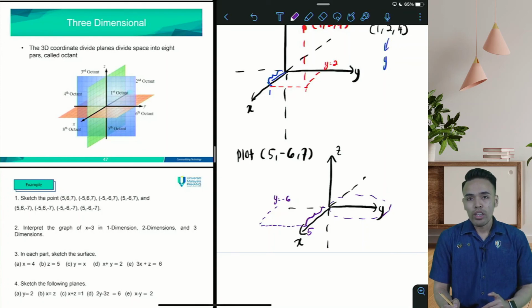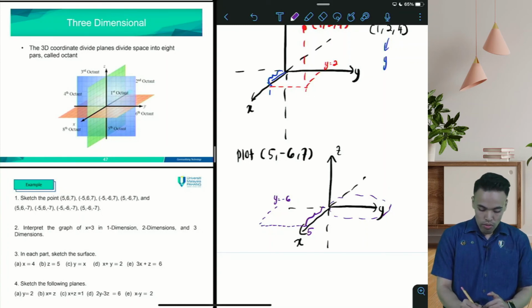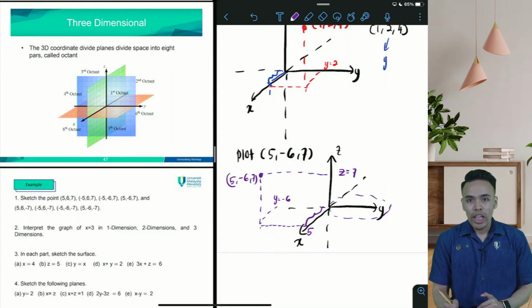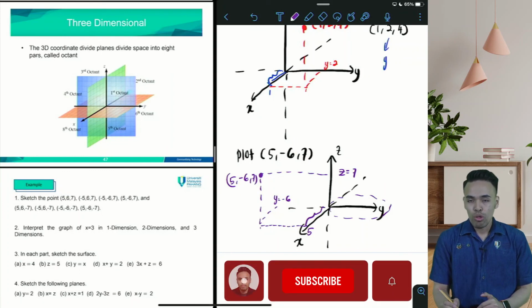Right after that, the question asks me to locate z equal to 7. So for z equal to 7, I will move upward. Perhaps this is the location where z is equal to 7. So this is the point (5, -6, 7). If I ask you where the location of the point (5, -6, 7) is, you should know that the point lies in the 4th octant.